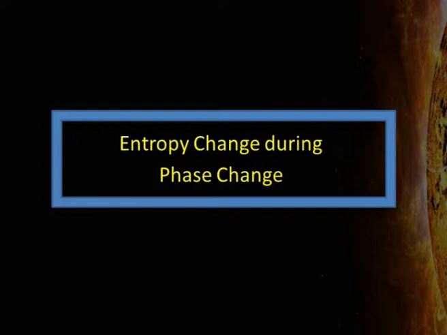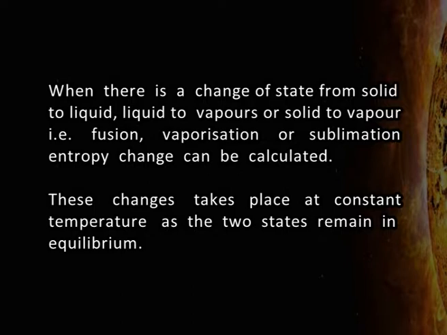Now we are going to discuss entropy change during phase change. When there is a change of state from solid to liquid, liquid to vapor or solid to vapor, that is fusion, vaporization or sublimation, entropy change can be calculated. These changes take place at constant temperature as the two states remain in equilibrium. Let us discuss entropy of fusion.